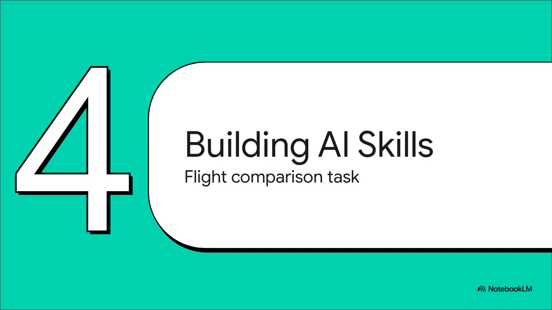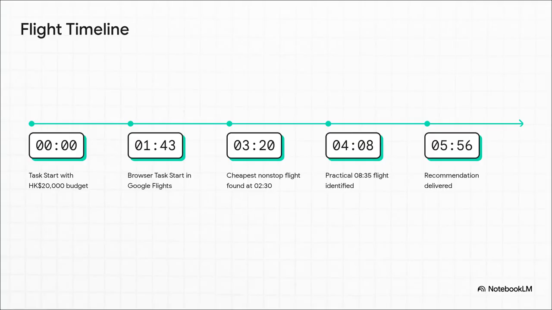All right, Section 4, building reusable AI skills. Let's look at a flight comparison task. Because theory is great, right? But to really grasp how powerful this is, we need to see it in action with a real-world application. Let's look at booking a budget flight from Hong Kong to Jeju Island.